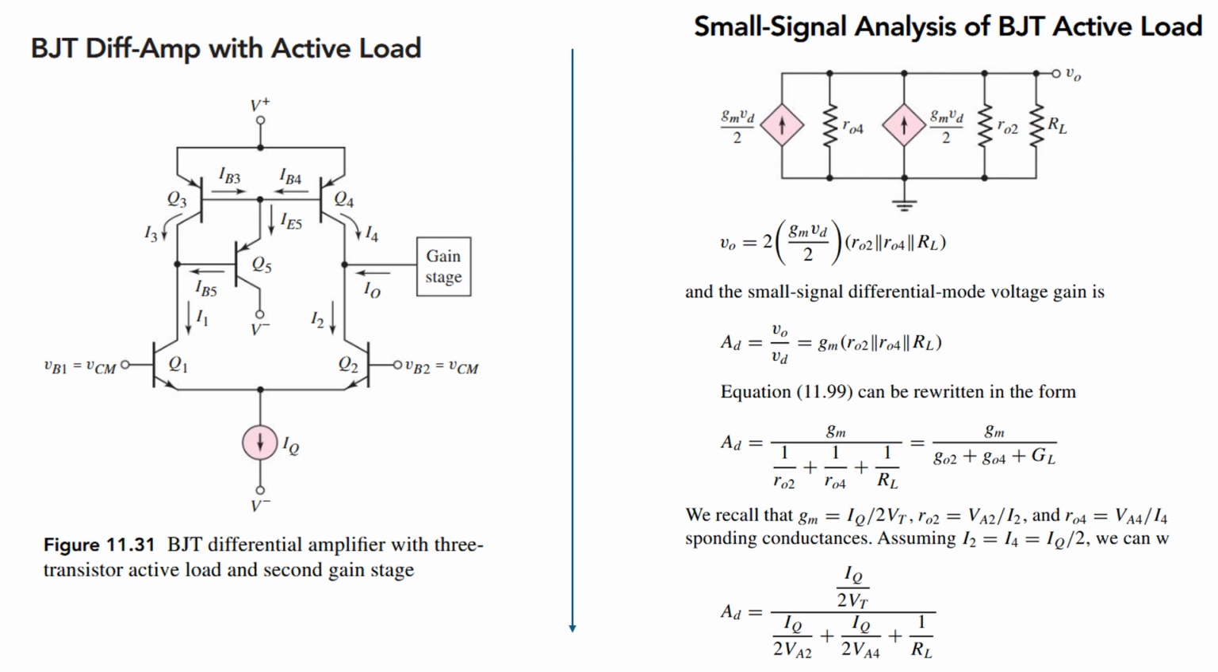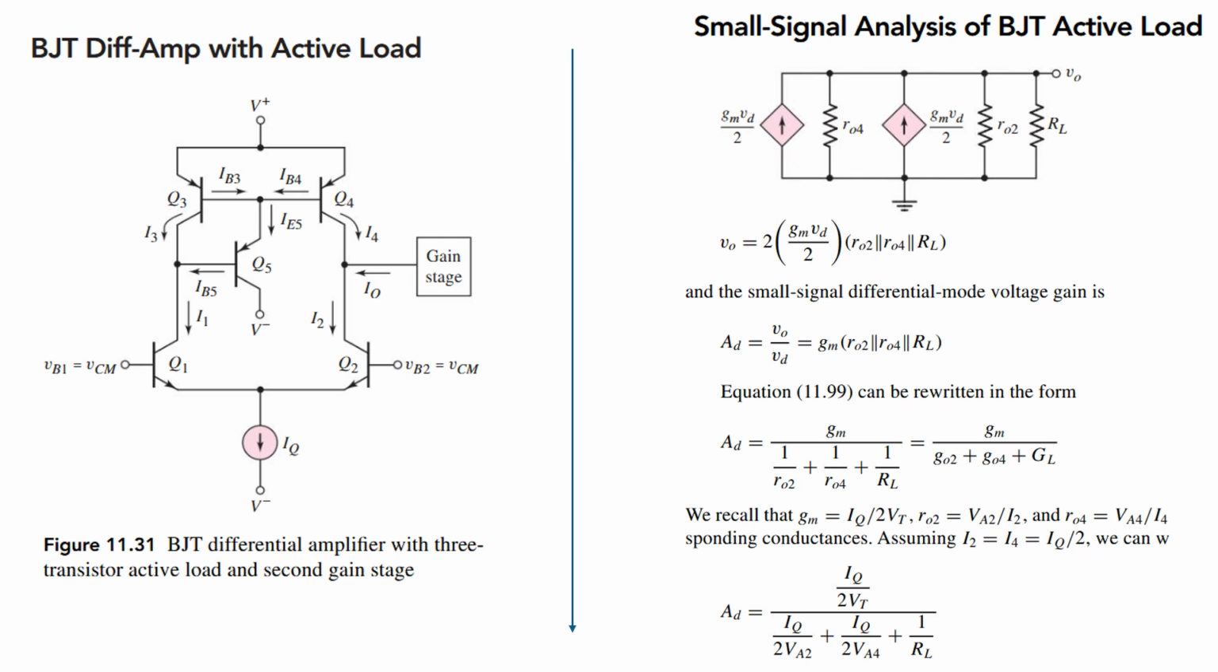If we are having the active load, in that case you can connect, this is the example of the three transistor active load, and the second gain stage. So you can check there. This will help you to get better matching. Also, the right side is showing the small signal equivalent circuit for AC analysis.